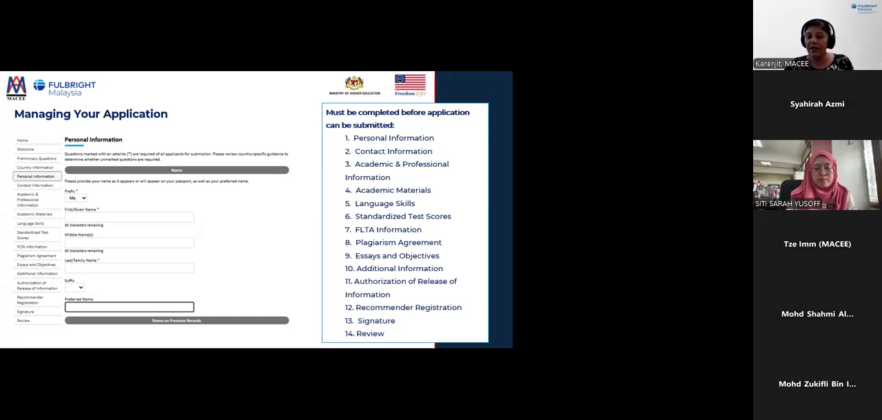Now the last few steps are, of course, signing off that all the information you've provided is correct and true. Before you hit the submit button, make sure you go back and review all the information again on all the sections to ensure there are no errors, no inconsistencies, and no missing information.